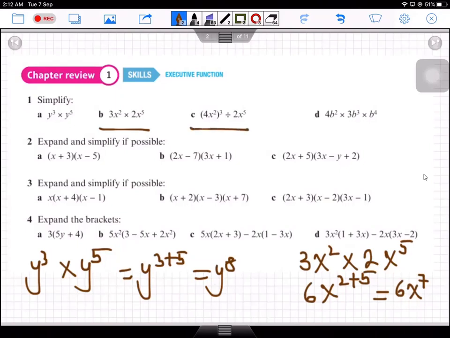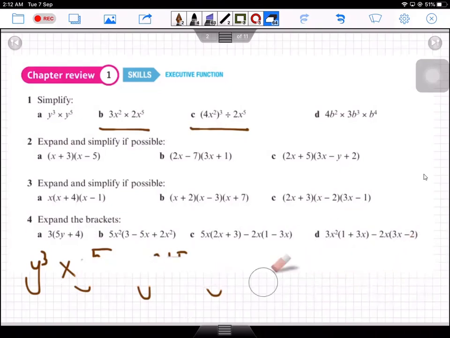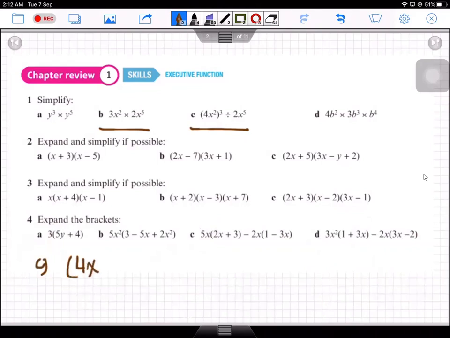Let's have a look at part C. It is 4x squared, the whole cubed, and then divided by 2x raised to the power 5. Both the terms 4 and x squared are raised to the power 3. So 4 raised to the power 3 is 64, and we get 64x raised to the power 2 times 3.